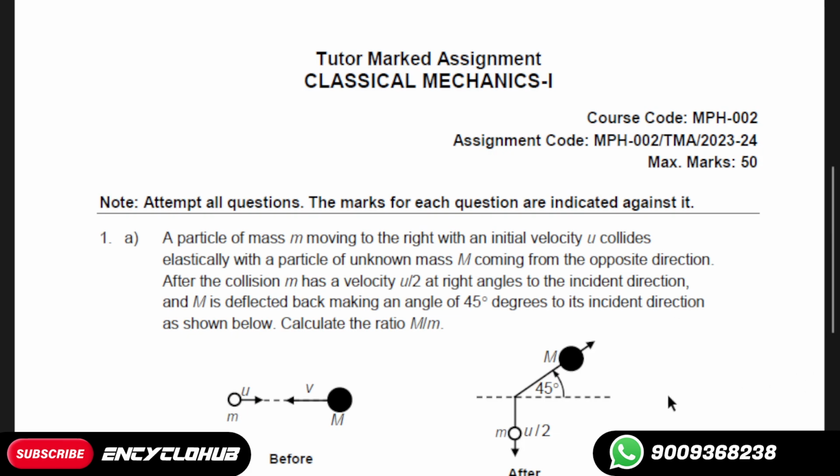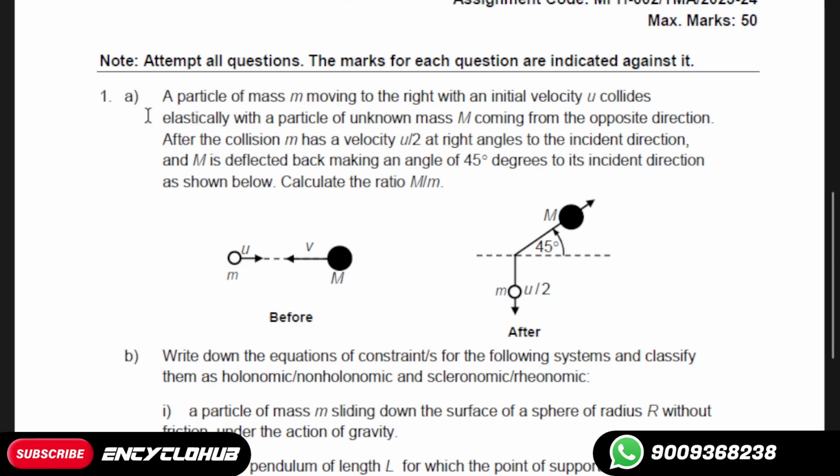So here is the first question that we are discussing. A particle of mass m moving to the right with an initial velocity u collides elastically with a particle of unknown mass M coming from the opposite direction. After the collision, m has a velocity u by 2 at right angles to the incident direction, and M is deflected back, making an angle of 45 degrees towards the incident direction, as shown below. Calculate the ratio m upon M. So in this one, there are two diagrams, before and after.